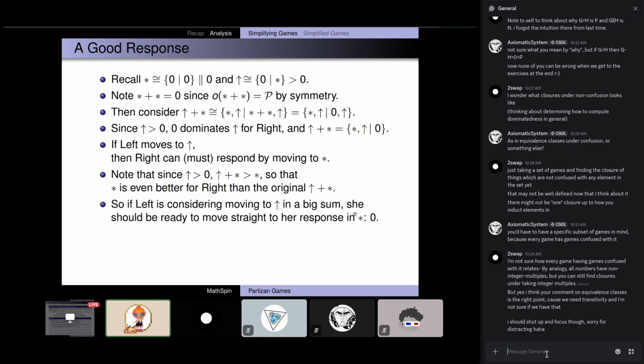Well, the only move in star is 0. So left's response in star is 0, because that's the only move you can make in star. Otherwise, left allowed right to get to star, which is better than up plus star, for no reason. So that would be foolish if left were not ready to go to this response 0.